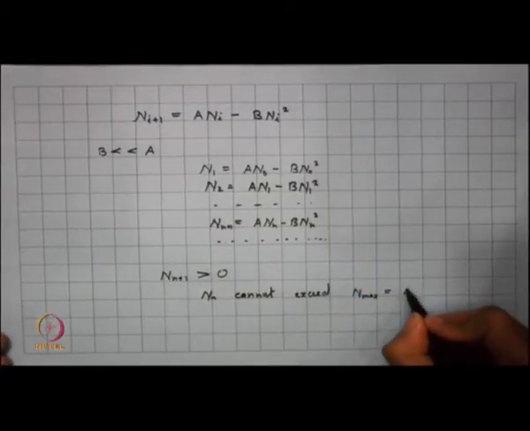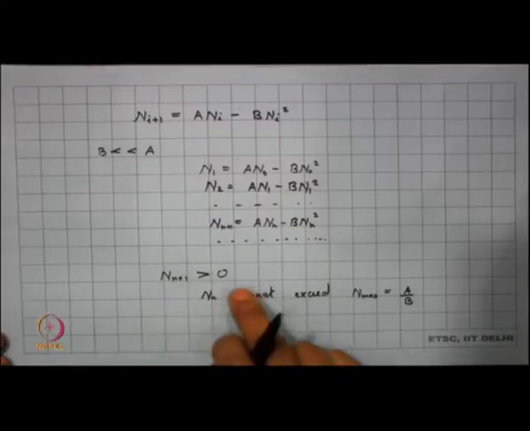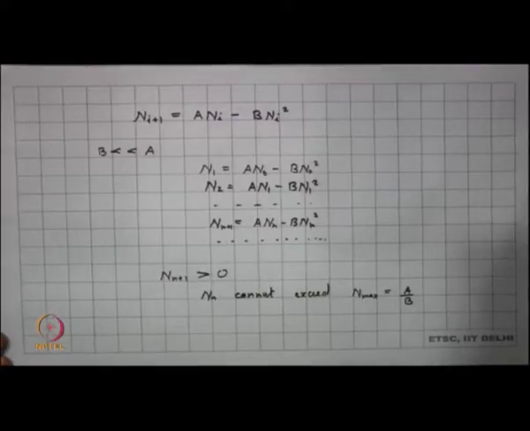So, if my population turns out to be equal to a by b, we can find that this becomes extinct, and hence we can say that this remains positive only if your population at any given time does not exceed a by b. Now, what we try to do here is put another variable xn to be equal to Nn upon N maximum.